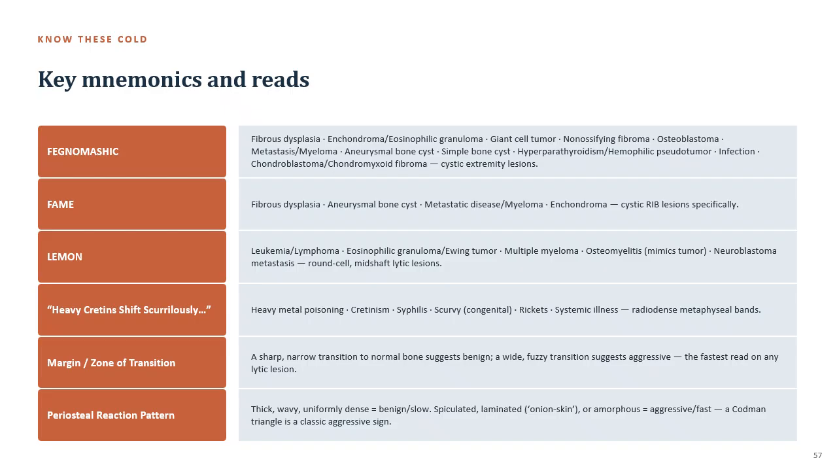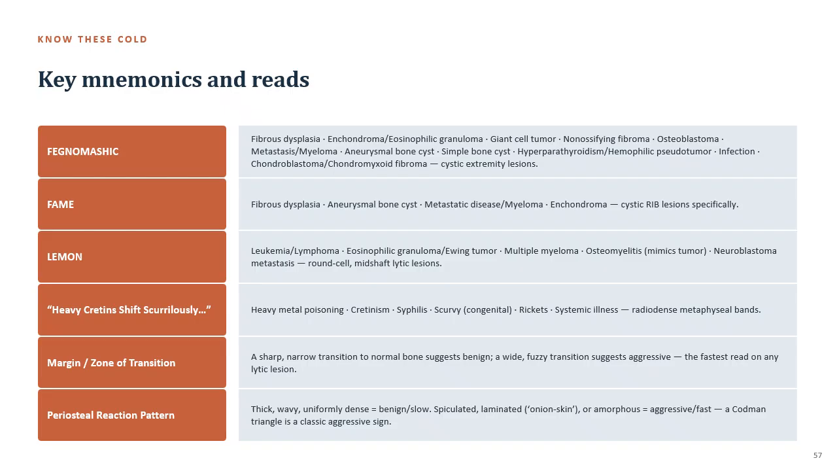The next mnemonic that we see right there is LEMON, and that is for when we're looking at round cell cystic lesions in the shaft of a long bone. The things that can cause it are leukemia, lymphoma, eosinophilic granuloma, Ewing tumor, neuroblastoma, metastasis, osteomyelitis, and multiple myeloma. So all of those conditions in that order make up the acronym LEMON.